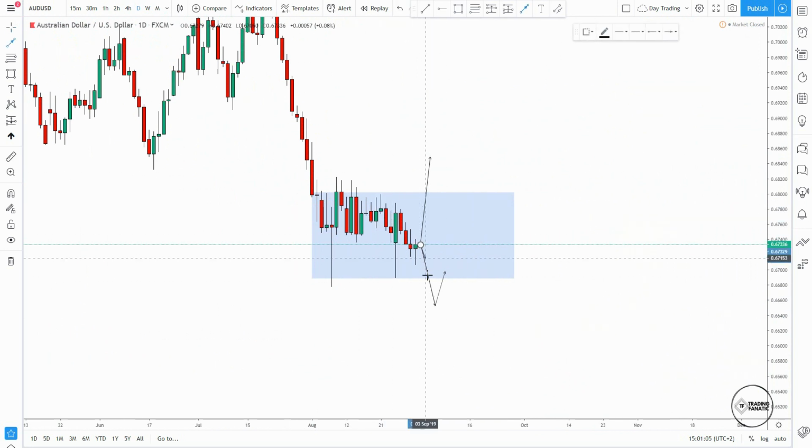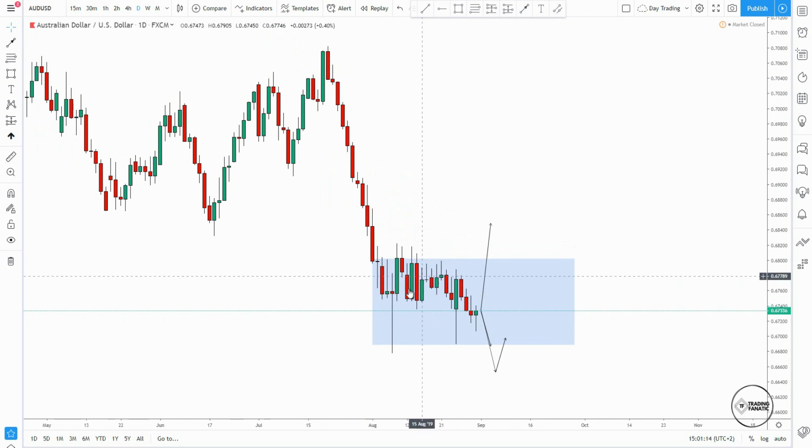So if price pushes down and finds some support in and around this area, we may look for long opportunities because we can see the price is due to a pullback. But if you just want to be conservative, I would advise you to stay away from Aussie dollar for now.